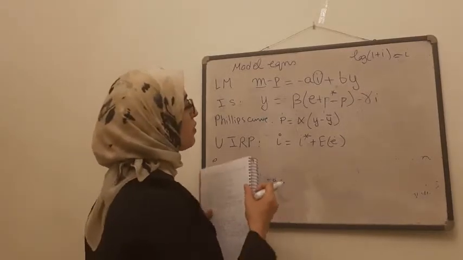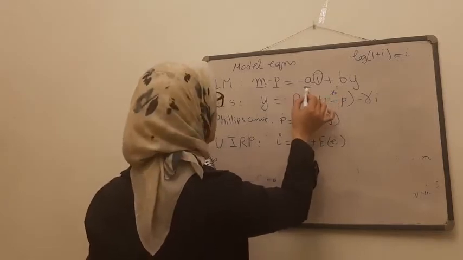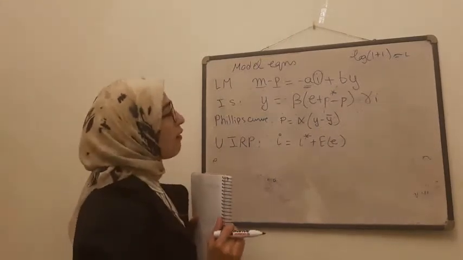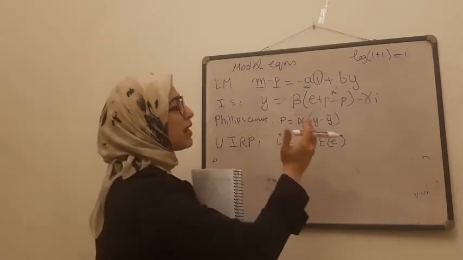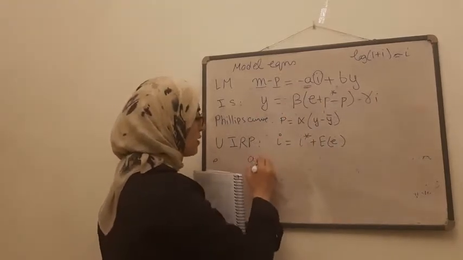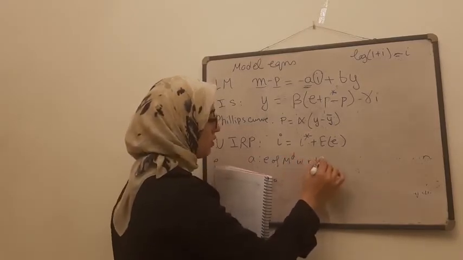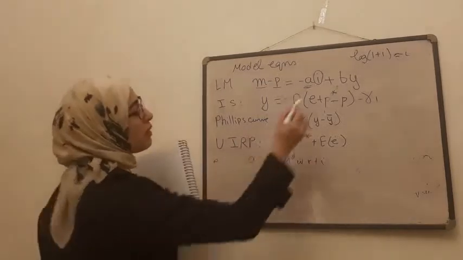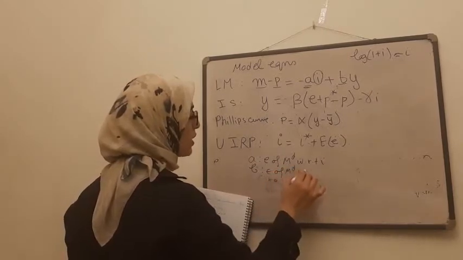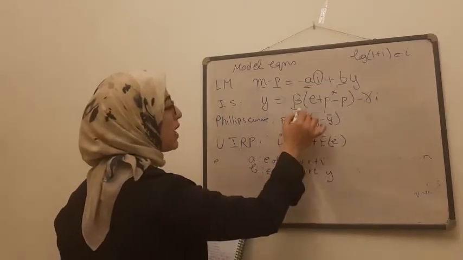Let's have a look at the parameters. Parameter A is in fact the elasticity of money demand with respect to interest rate. Meaning, what does A tell us? By how much will money demand increase if the interest rate increases by 1%? So parameter A is the elasticity of money demand with respect to interest rate. So what about parameter B? Parameter B is the elasticity of money demand with respect to Y. So what about this beta parameter?